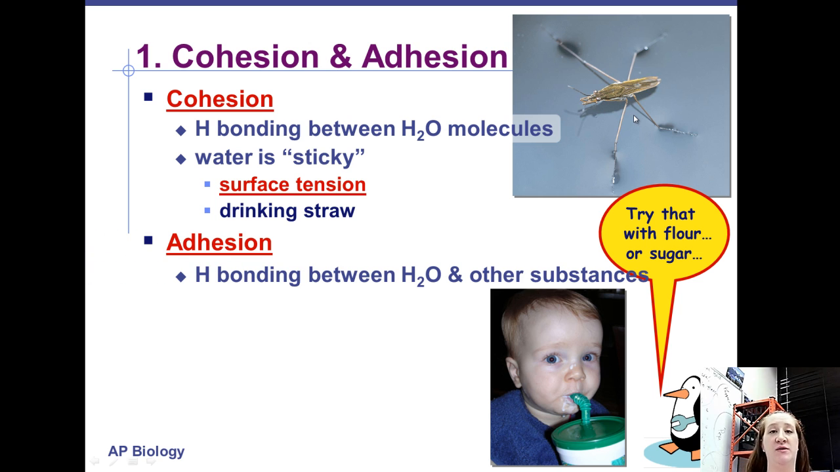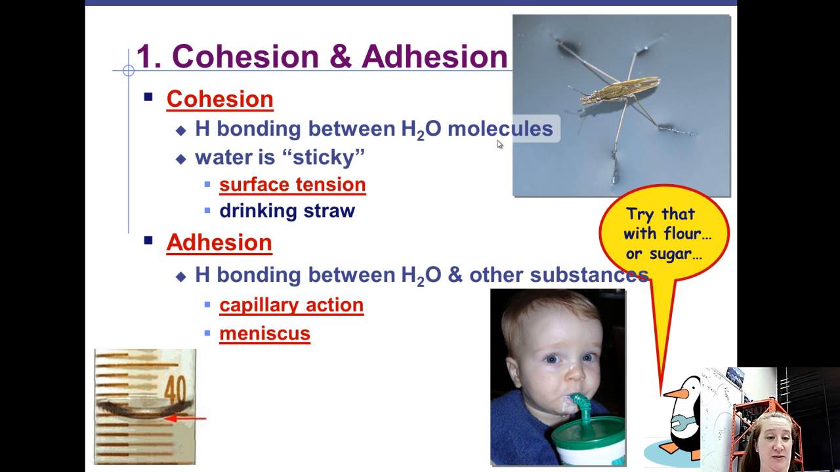Adhesion is water molecules' ability to bond or stick to other substances, other polar substances. That creates capillary action and the meniscus that we see on a graduated cylinder. This is really the level of the water, and this is what you read. But the water is sticking to the sides of the tube or the glass, whatever it is, and so it pulls up on the side. This pulling right here on the sides, that's adhesion.